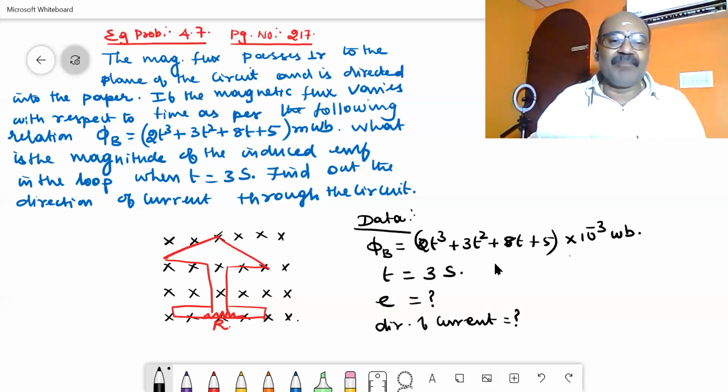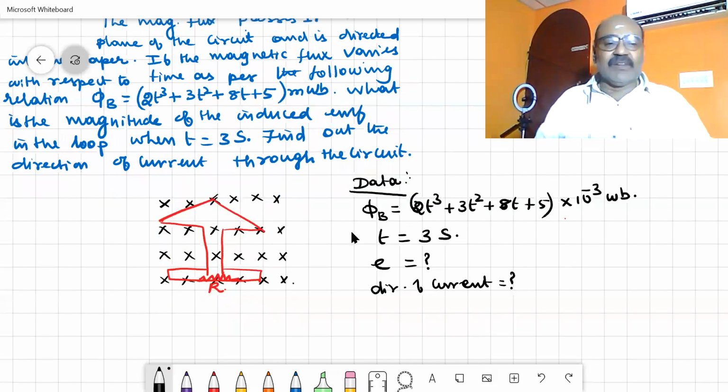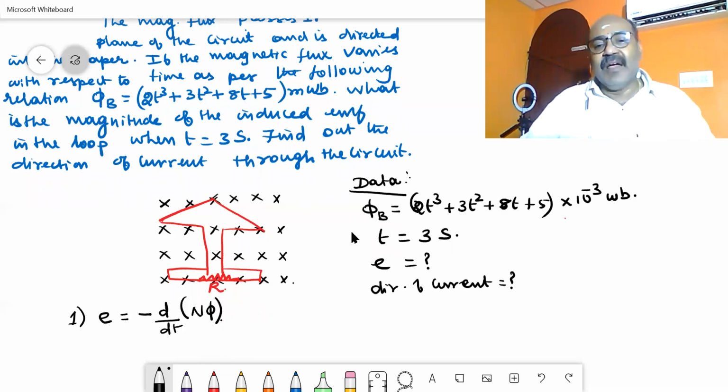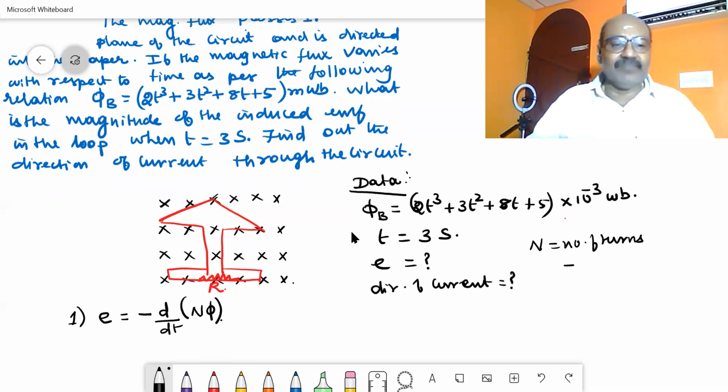Let us see how to solve this. In order to solve this, I am writing the formula for EMF first. The induced EMF is in general given by the formula minus d by dt of n into phi. N gives you the number of turns. Here the number of turns is not mentioned, so let us consider it as 1.